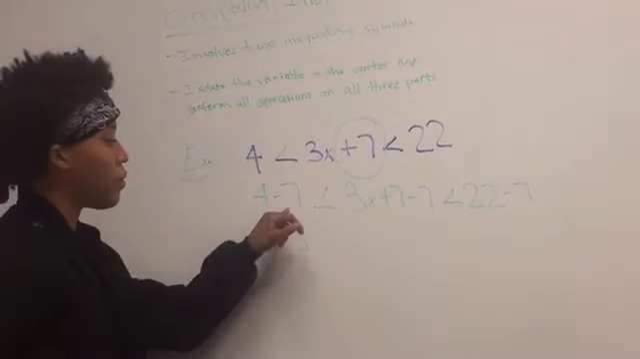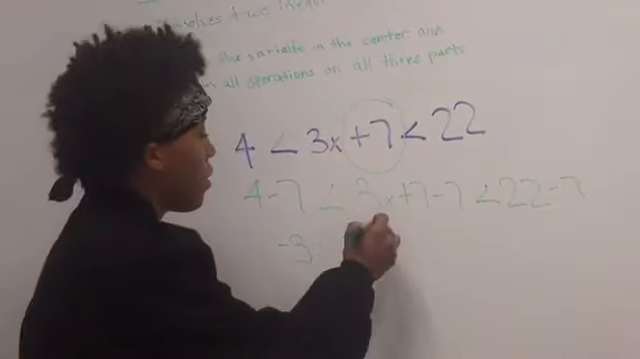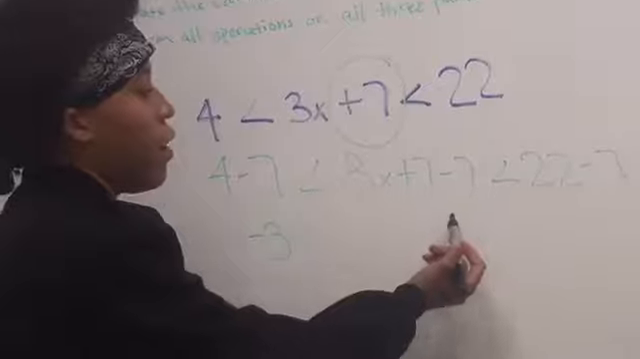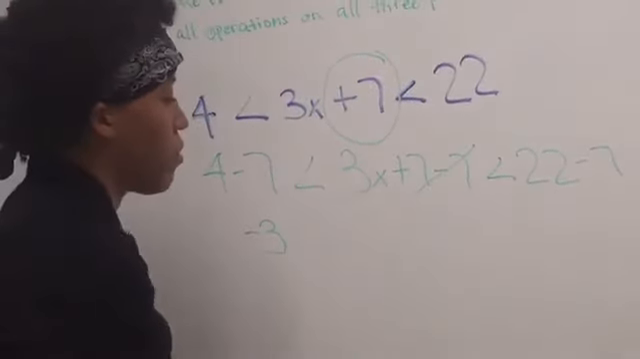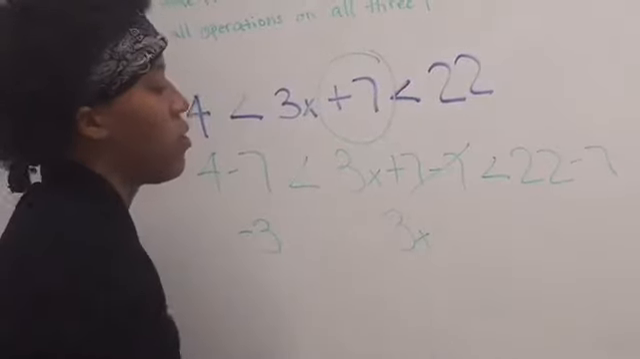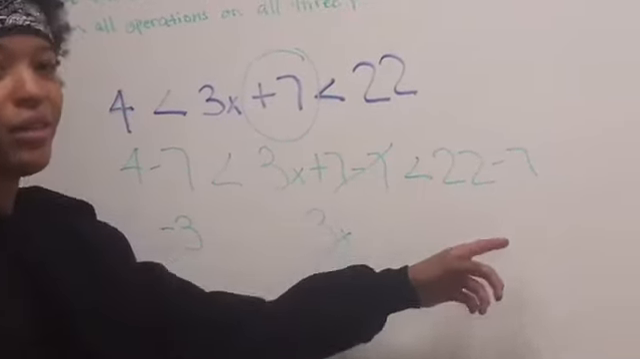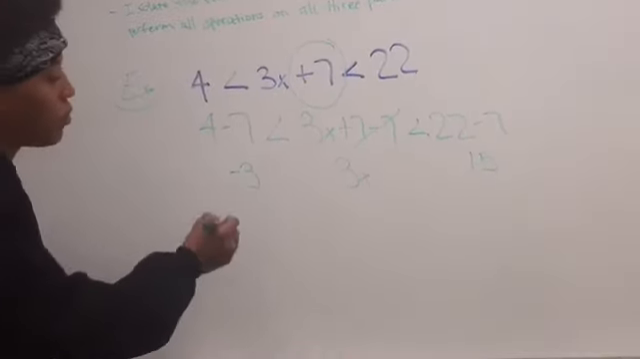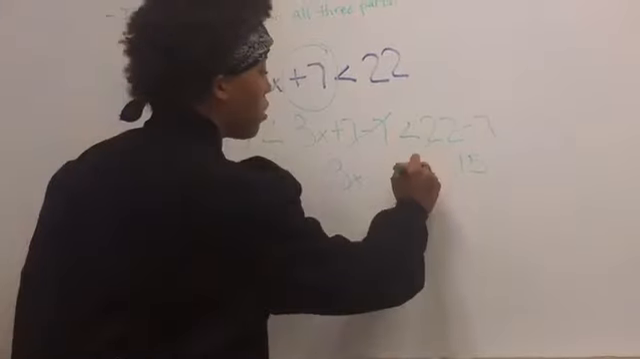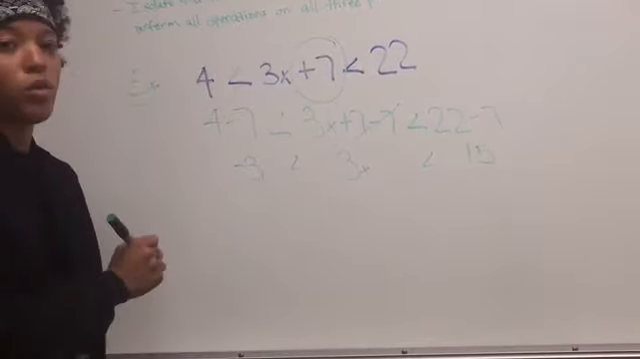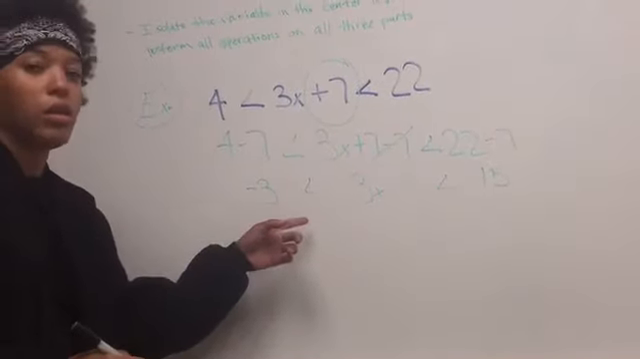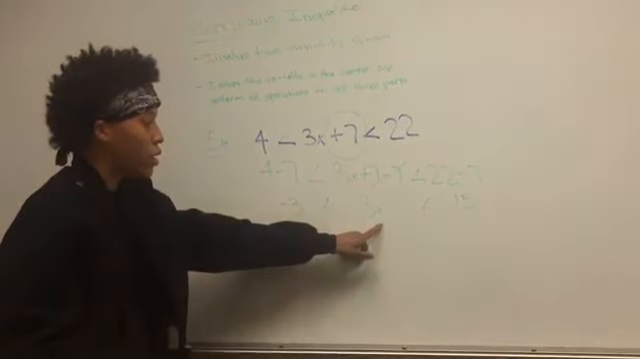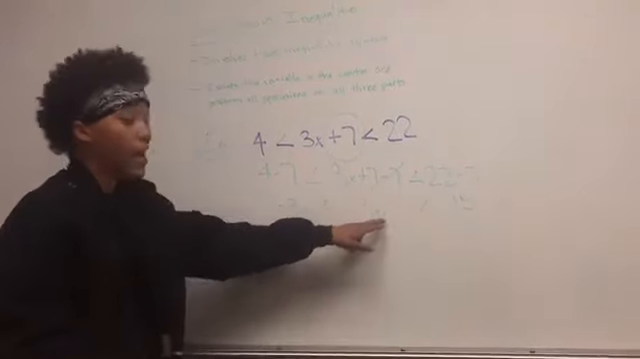Now, 4 minus 7 equals negative 3. Make sure you don't get confused by the signs. 3x plus 7 minus 7, since this is a negative and a positive, cancels out. And that equals 3x. 22 minus 7 equals 15. Lastly, you just want to bring your signs down. And since it is not being multiplied or divided by a negative, the signs do not need to be reversed. To finish, you have to divide all 3 parts by 3 to get the variable x by itself.